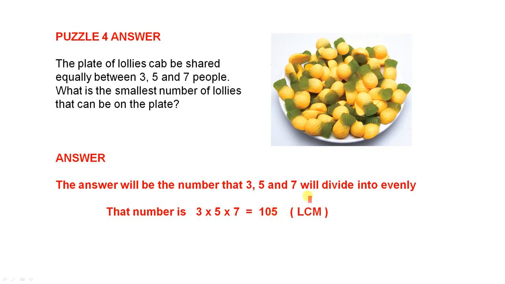So you have to have at least 105 lollies on the plate. You can have more, but it says, what is the smallest number?